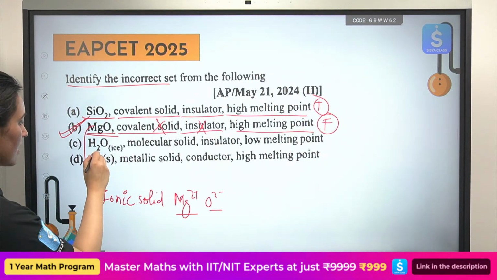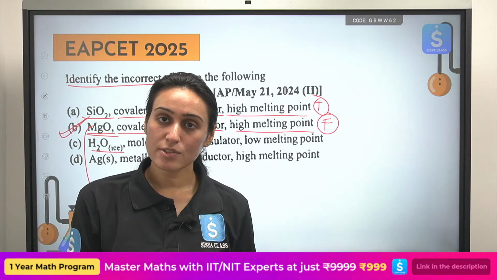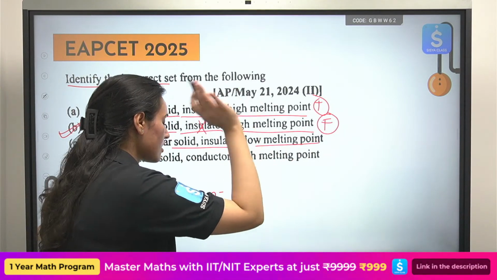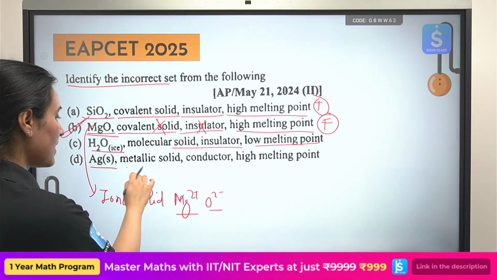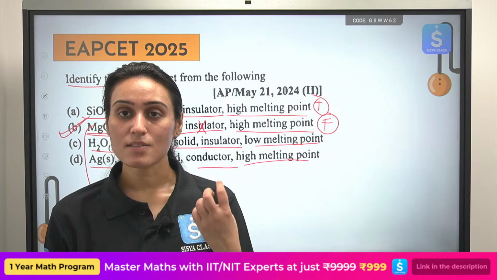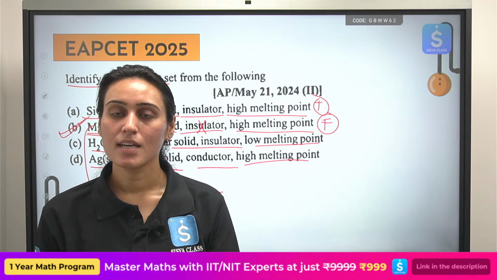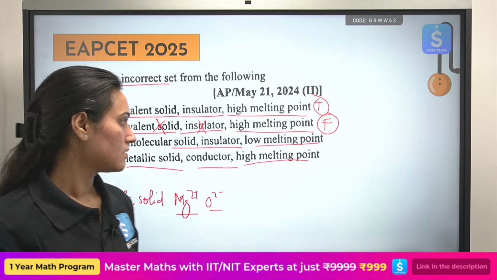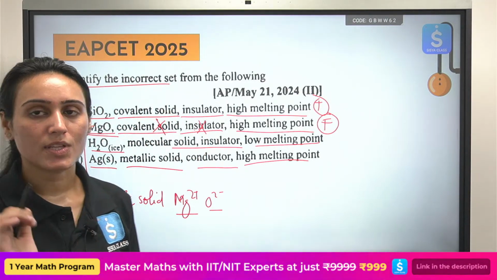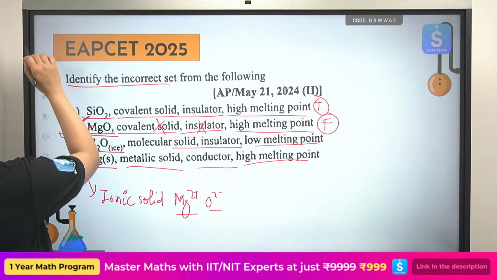This is what you have to identify. Rest everything is okay. Water ice, molecular solid, which are linked together by hydrogen bonding. This is also insulator. It has low melting point. Fine. Silver, metallic solid, conductor, has high melting point. The incorrect statement is option B. Why? Because magnesium oxide is an ionic solid, not covalent solid. Okay, and this will conduct electricity, not an insulator also. Okay, so option B is correct. Let's move to the next question.